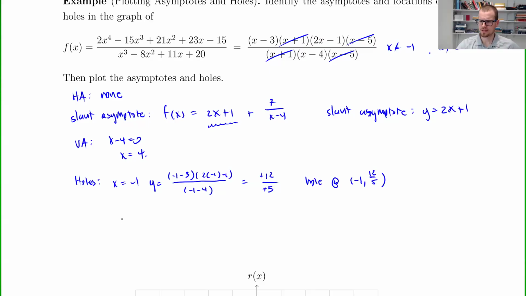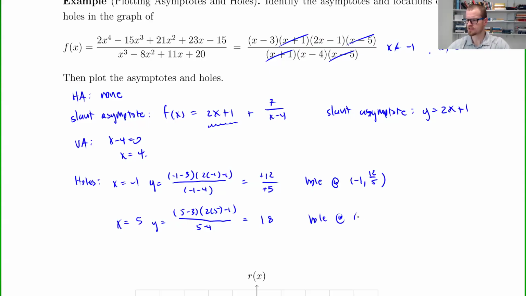All right. There's also a hole where x is equal to 5, and that hole is given by 5 minus 3 times 2 times 5 minus 1 divided by 5 minus 4. 5 minus 4 is just 1, so I only have to consider the numerator. 5 minus 3 is 2. 2 times 5 is 10. 10 minus 1 is 9. So I have 2 times 9, which is 18. So there is a hole at 5, 18.